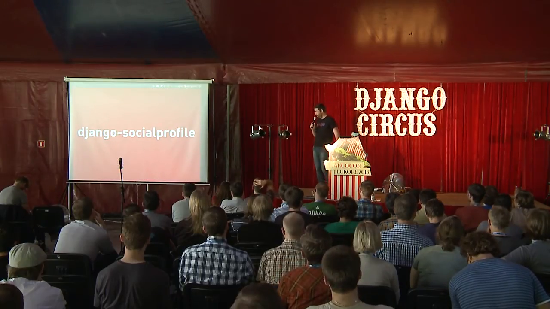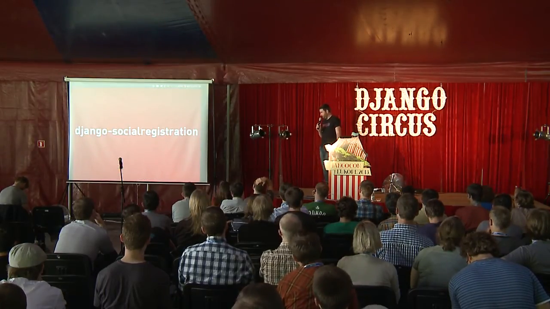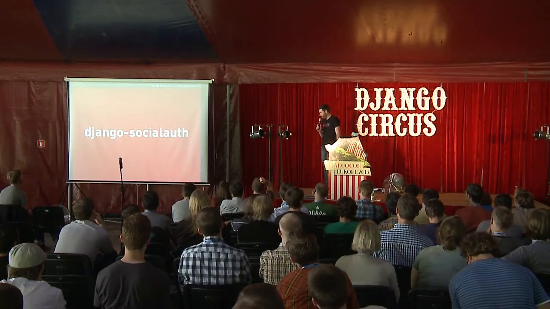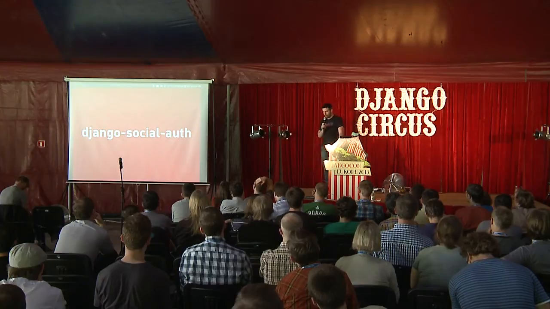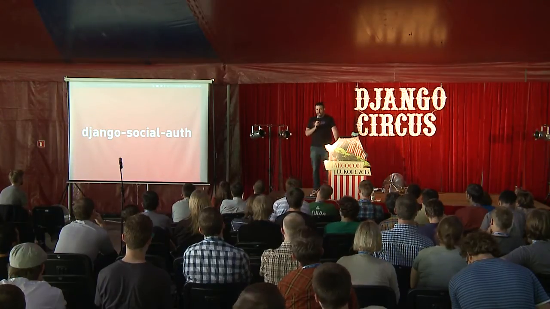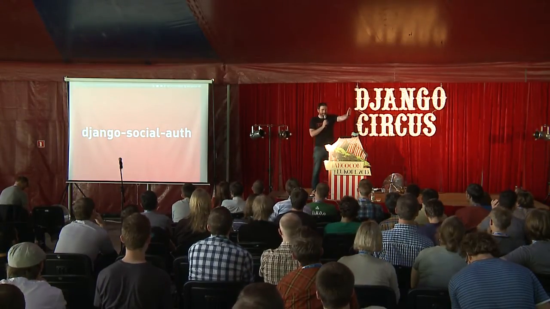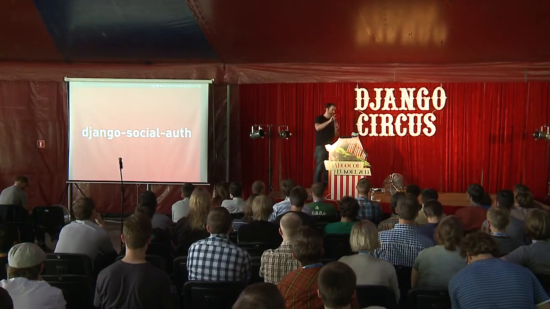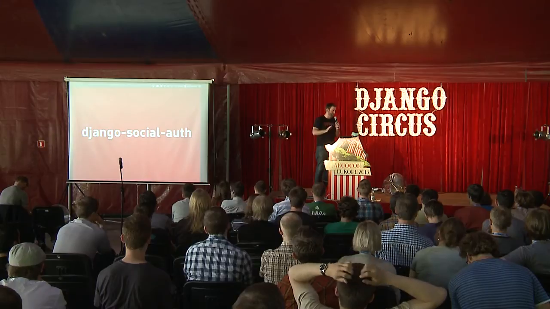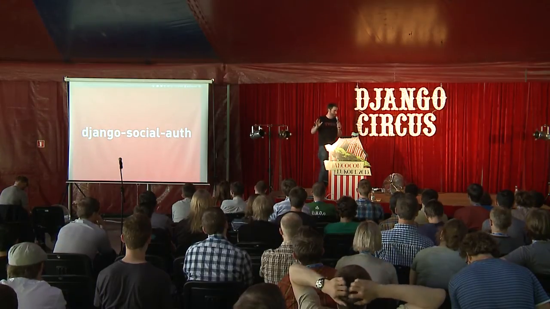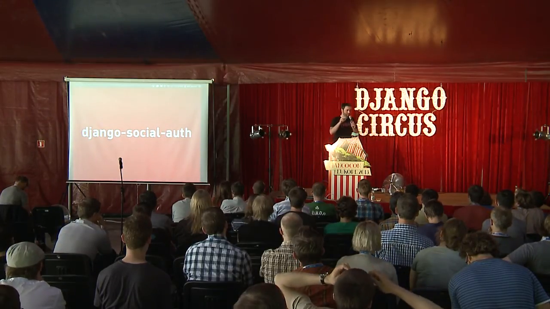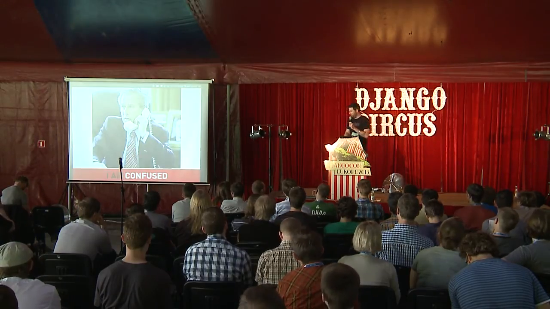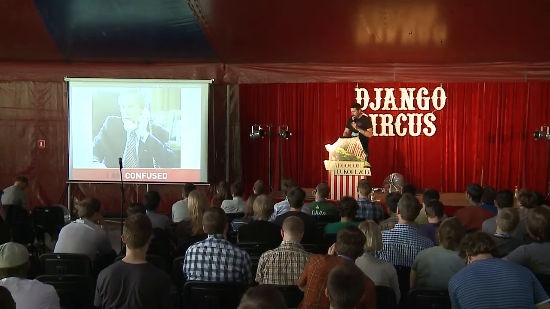You have Django Social Login, Django Social Profile, Django Social Registration, Django Connect, Django Le Social, Django Social Auth without a hyphen, Django Social Auth with a hyphen. There are a lot of choices, and it's pretty easy to get confused if you're looking at it for the first time. Now, I have already gone through the painful experience of working with most of these, and I could say there are two that I can recommend for your rapid prototype to easily get some social auth up and running.